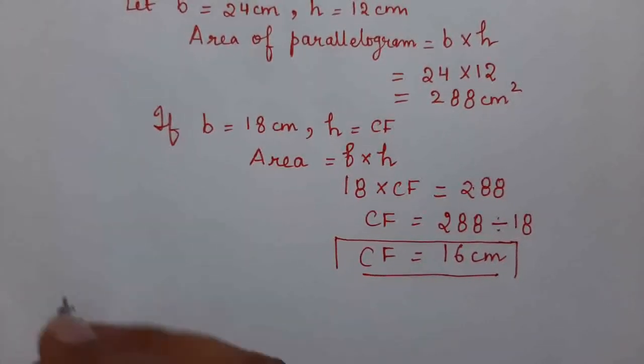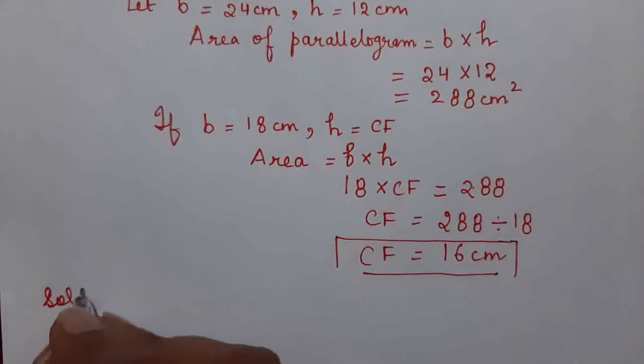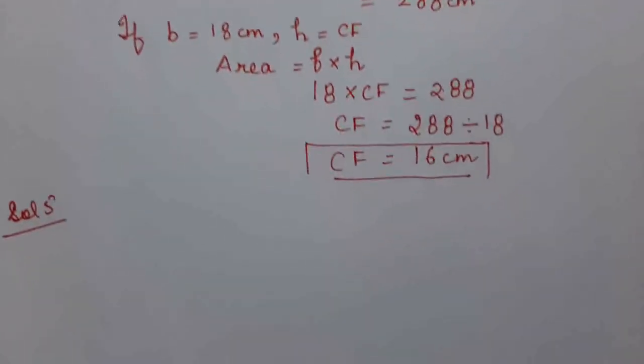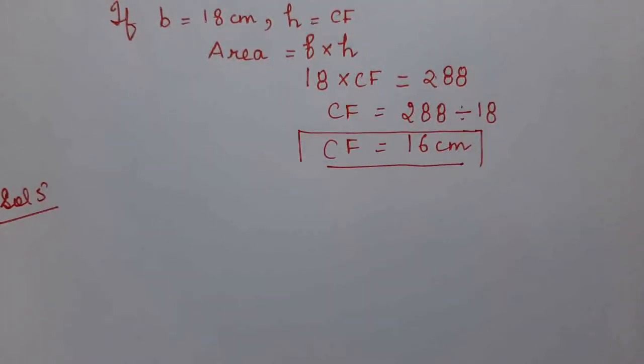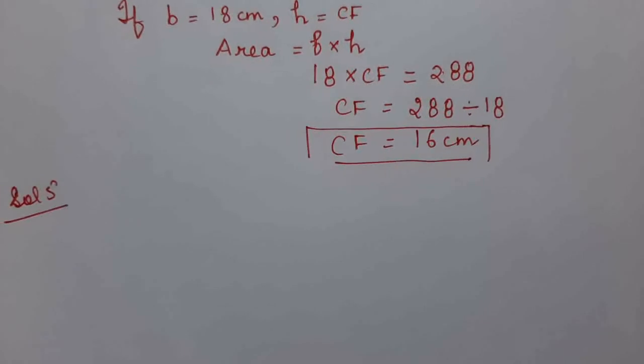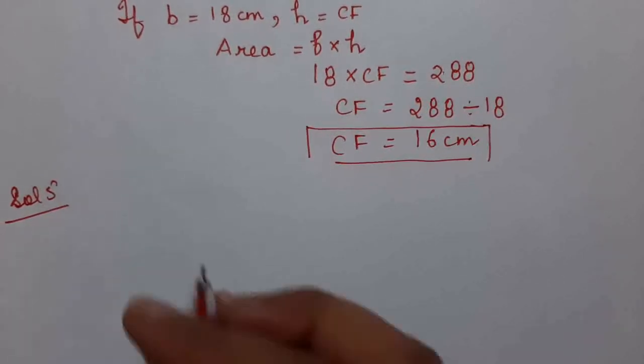Now, question number 5. It says, a flooring tile has a shape of a parallelogram whose base is 18 centimeter and the corresponding height is 6 centimeter. How many such tiles are required to cover a floor of area 540 meters square? If required, you can split the tiles in whatever way you want to fill up the corners. So the condition is given over here and the tile is in the shape of a parallelogram.